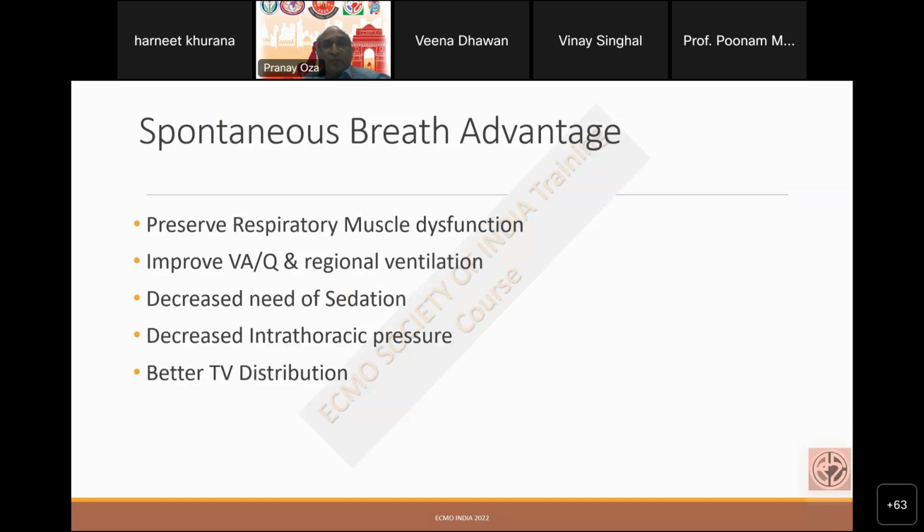So the advantages of spontaneous breathing are that we can preserve the respiratory muscles, we can improve the V/Q mismatch, it will decrease the need for sedation, decrease the intrathoracic pressure, and it gives better tidal volume distribution.